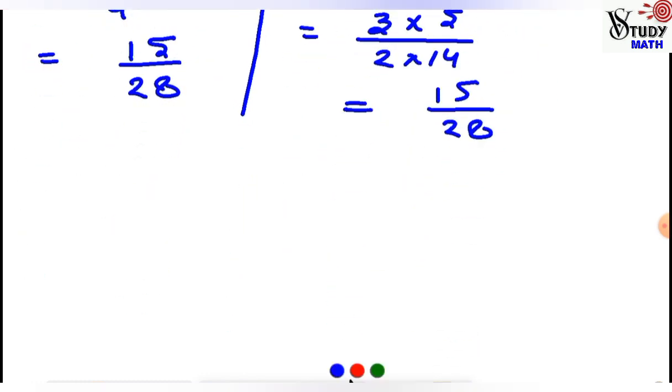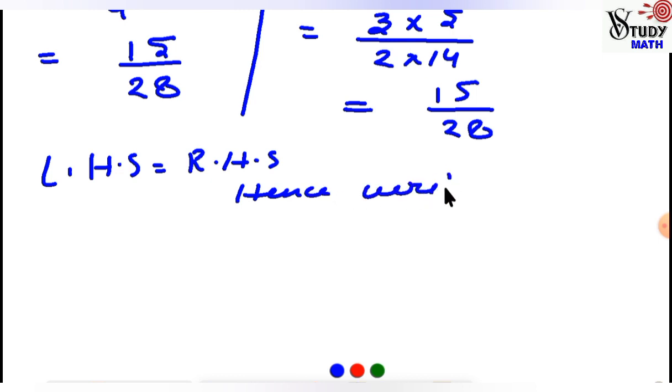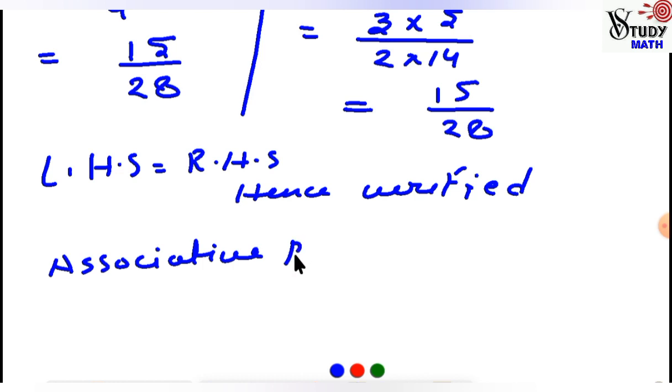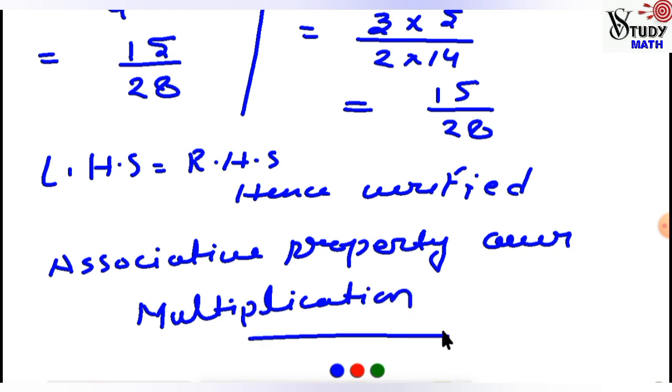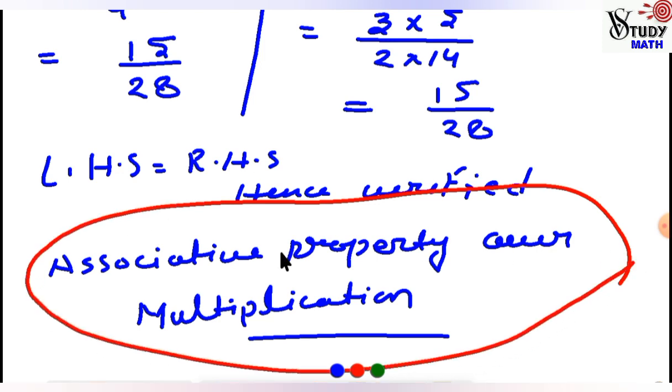Left hand side is equal to right hand side, so we are going to write left hand side is equal to right hand side and hence verified. Now we also have to tell the name of the property, so that is associative property of multiplication. This is the name of the property we are using here.